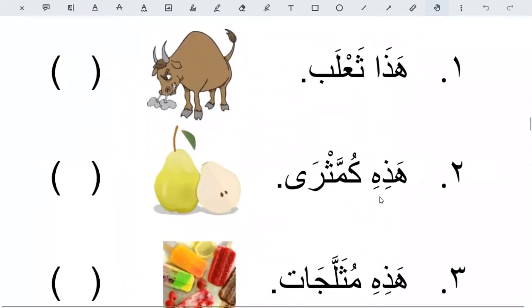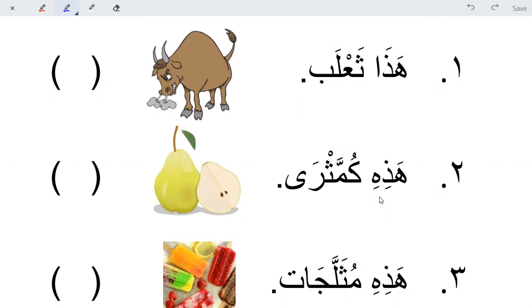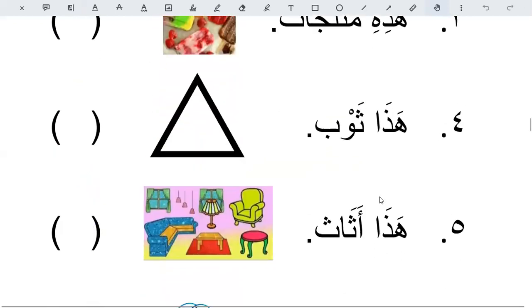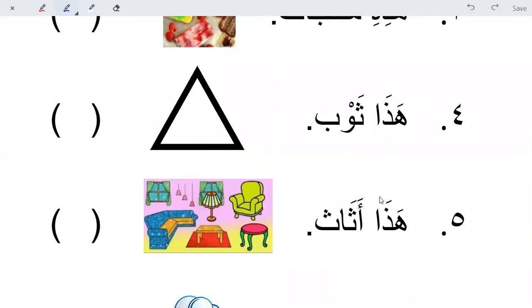Okay. Whose turn is this now? Latifa? No, Rian's turn. Is this correct or wrong? Hatha tha'lab. Khata. Translation? Fox. Okay. Hathihi kumathra. Khata. What is the translation? This is a pear. This is correct. Sahih. Kumathra means pear. Same thing in the picture. Hathihi muthallajat. Sahih. This is ice cream, or you can also say these are ice creams. Next. Hatha thawb. Soap. Khata.